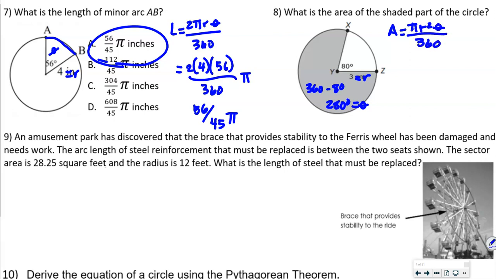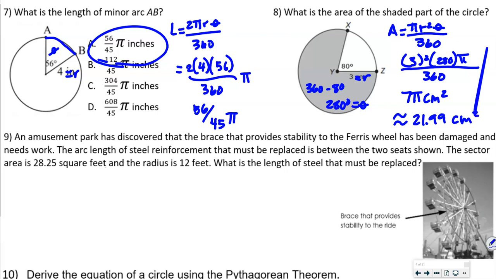I'm going to put all the answers for this one, okay? So this is going to be 3 squared times 280 times pi divided by 360. Now I'm going to leave pi out to begin with so that we can write that answer. And this time it's 7 pi, and this is centimeters squared. And then when we compute that, that's our approximate answer. That's 21.99, again, centimeters squared. I don't know why it did that, but let's fix it. There we go.